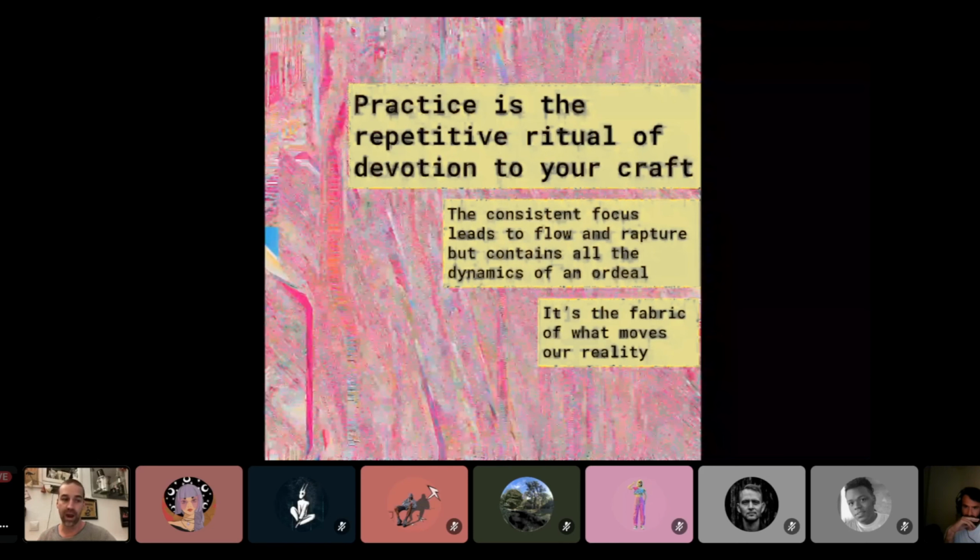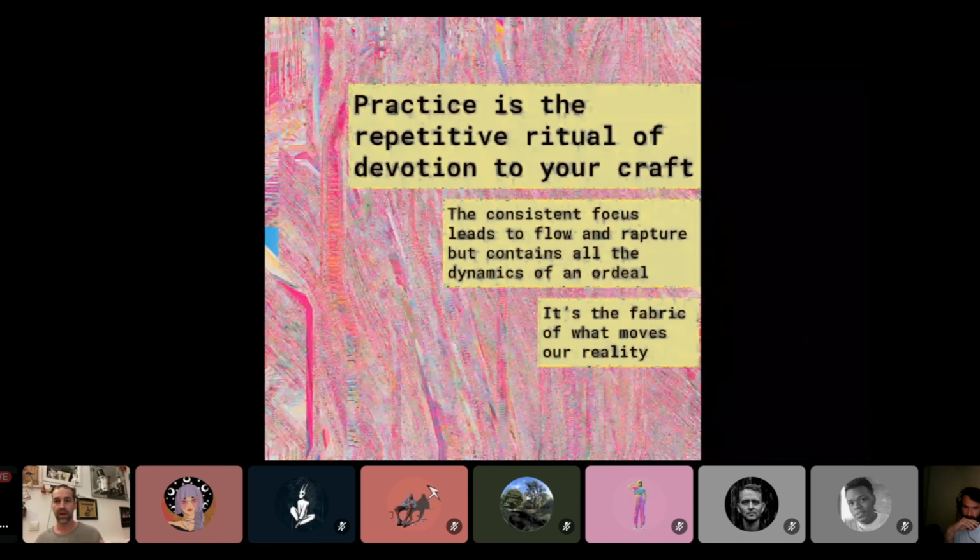And so the consistent focus leads to flow states. And in this rapture, and generally, this all contains the dynamics of an ordeal. So an ordeal means that in there it's going to be hard. So it's not going to be perfect, kind of like what you were just talking about before. Basically, it's the fabric of what moves our reality. I don't know if you guys want to talk to anything about that. Feel free.